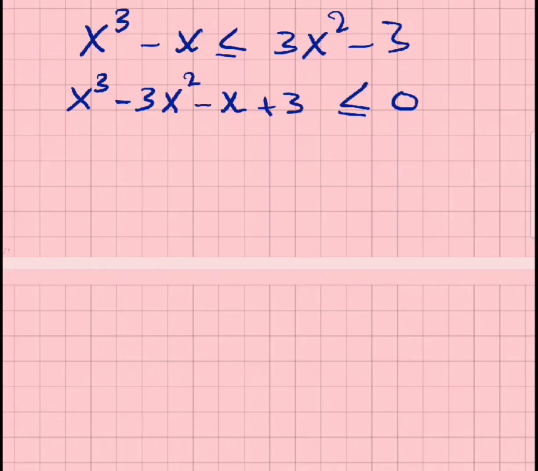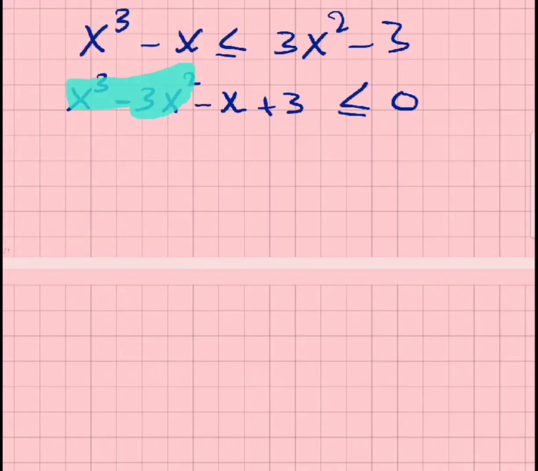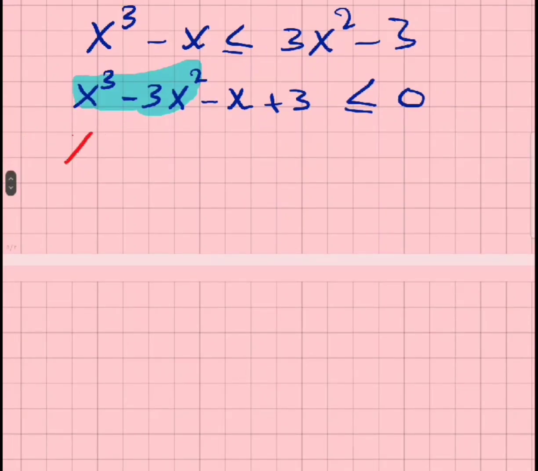So let's take out the greatest common factor in the first two terms, which is going to be x squared. And so x cubed divided by x squared is x. Negative 3x squared divided by x squared is negative 3. Now, in the last two terms, let's take out a negative 1. So then this is going to be x minus 3.